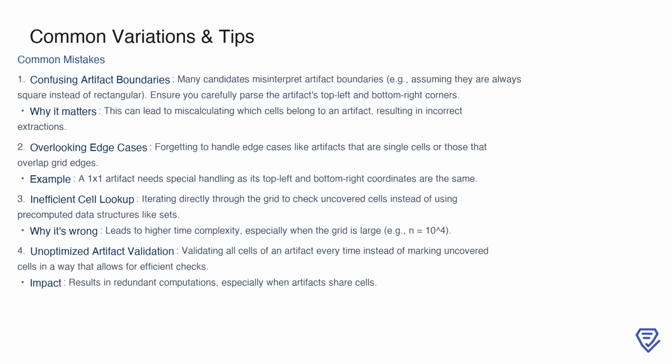Lastly, many candidates fail to optimize artifact validation. Instead of redundantly validating all the cells of an artifact repeatedly, a more efficient approach would involve marking uncovered cells in a way that minimizes redundant computations. This is particularly important when artifacts share cells, as redundant validations can quickly add up.